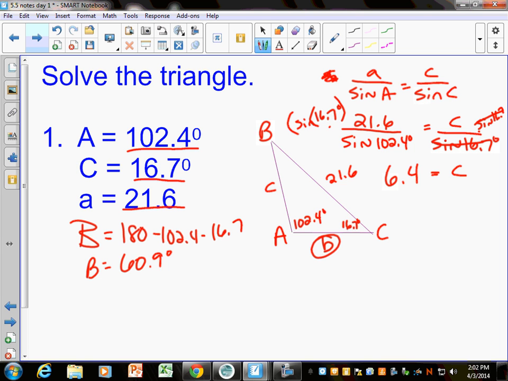Anyone else think calculator? You could use C over sine of C also. I just always use what they give me in case I made a mistake. I stick with the A's. So I'm going to do 21.6 over sine of 102.4 degrees equals B over sine of B, which we found to be 60.9 degrees. I don't care if this is the work you show me and then you just say B equals. I'm okay with that, because every time you're just going to multiply that over. But the important part is that you're using your calculator correctly, because if you don't type it in correctly, you're not going to get the right answer.